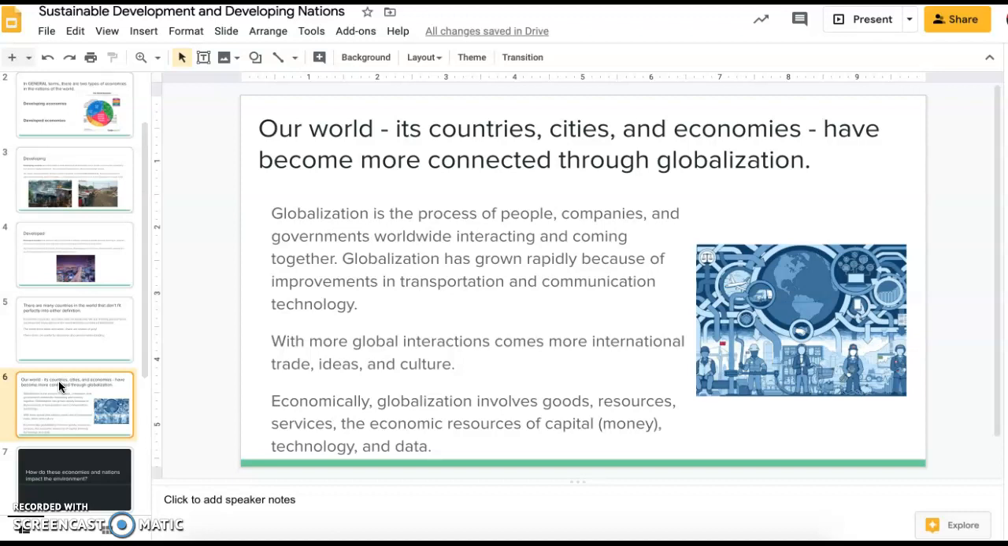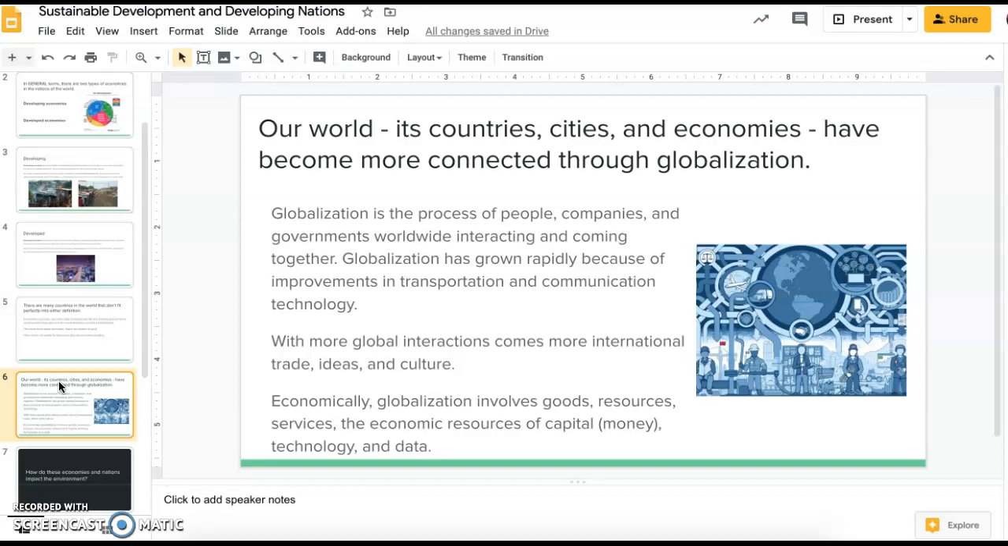So with more global interactions, there's more international trade and share of ideas and culture. We're talking about economics or economies. Globalization involves goods, resources, services, and the economic resources of capital, which is what we call money. So different types of capital in different countries, but just money in general, technology, and data.